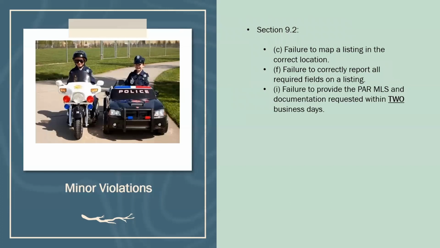Failure to provide the Part MLS documentation requested within 2 days. So if Part MLS is investigating a possible violation and we ask you, hey, we need to see your listing agreement, or hey, we need to see whatever documentation we request, you have 2 business days to provide it to us. If you don't, then you're impeding the investigation and you can get hit with an additional fine. And I say additional fine because not only are you going to get hit with your original fine if it's found that that is accurate and there was wrongdoing, but then the fact that you delayed the investigation. Because again, our job is to protect the data.